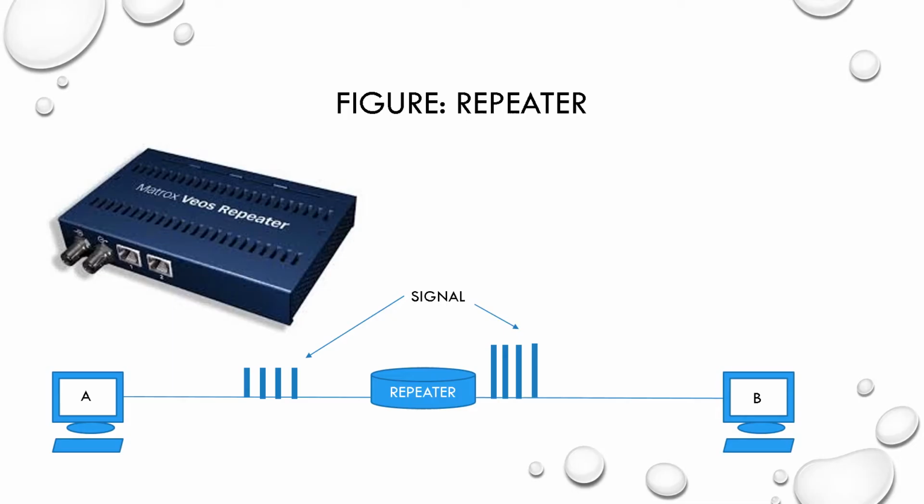In this figure you can see the picture of a repeater. If you look at the picture carefully, you'll see ports 1 and 2, which are the input signal, or the incoming signal, and the outgoing signal. Now suppose there are two computers, A and B, connected by a LAN cable. Since the distance between A and B is long, the signal strength becomes weak as it travels. So in order to regain the signal to its original strength, we use a repeater so that the signal becomes strong again. This is the function of a repeater.